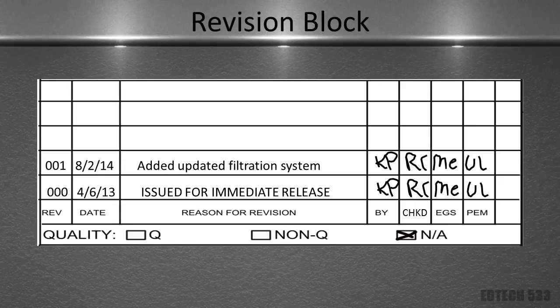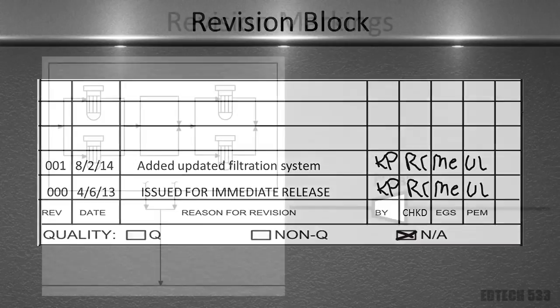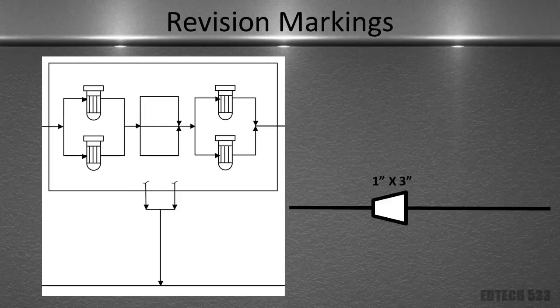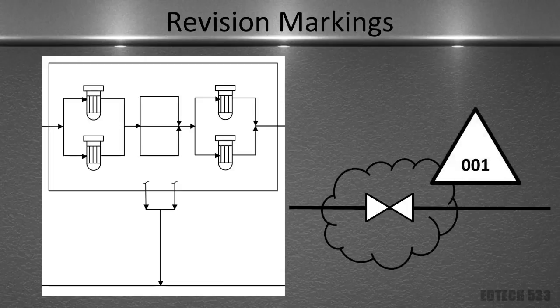Along with the revision block, we want to ensure that you know what changes were made on the drawing itself. So we do a couple things to draw your eye attention to the drawing area and where those changes were. So here we have a couple examples. I have a reducer here that is 1 inch by 3 inches, and if I was to suddenly decide that a change needed to be made and we wanted to put a valve in there, I would remove that reducer, place a valve in it, and I would put a cloud around it.